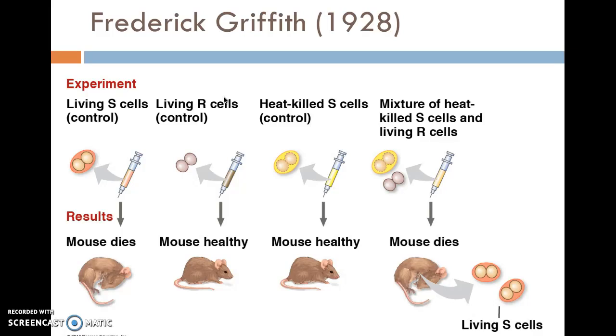Now, in trying to come up with this vaccine, he also did a mixture. He mixed the heat treated, or killed, serious S cells with the non-pathogenic R cells. What he found was that the mouse ended up dying. So what happened to make the mouse die? The heat treated S cells couldn't have caused it. What exactly happened to the R cells to cause the mouse to die?